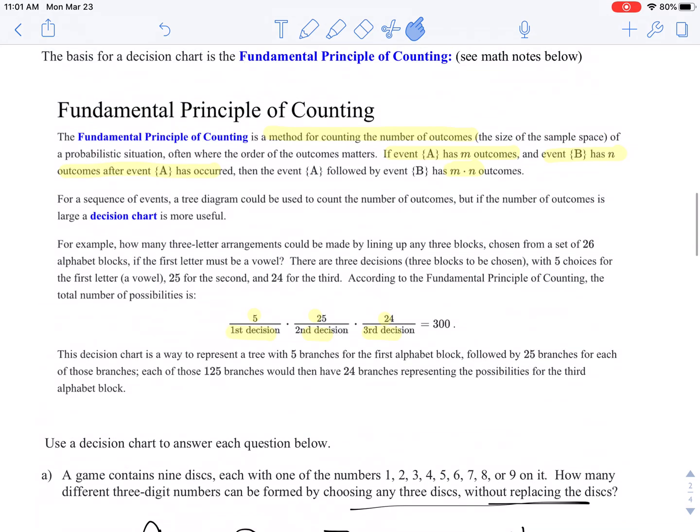Okay, so it's just a general overview of some practice problems using the fundamental principle of counting. What's really helpful for you as you do these problems is to make this decision chart. It doesn't take much time to just put in the blanks and the multiplication sign in between, but it can really help organize your thinking and help you solve those problems.